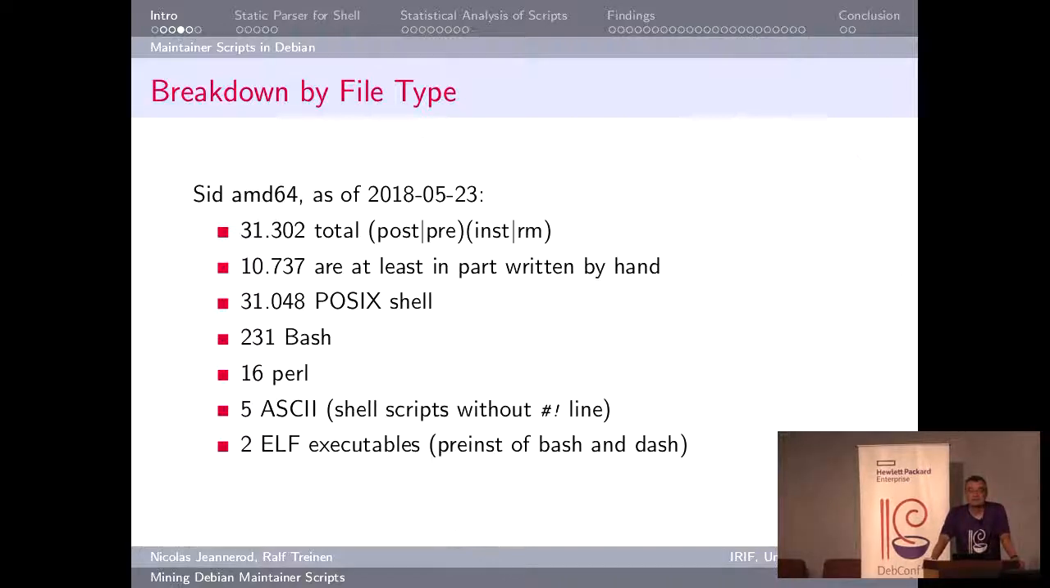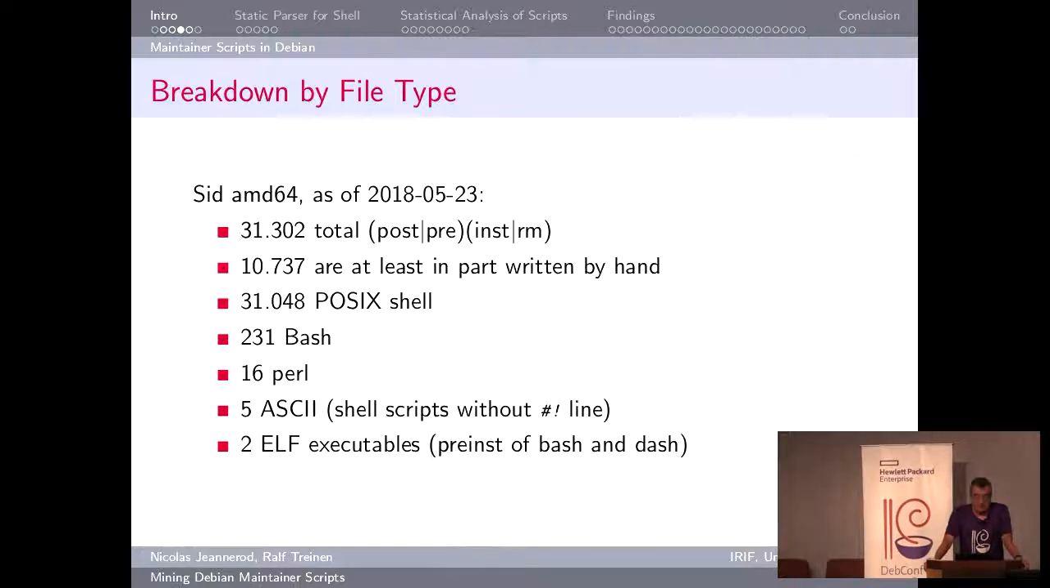And this is something we should worry about, because these maintainer scripts are executed as root when you install a package on any machine. So we should be defensive in writing these scripts, and we should be sure that they are correct. A breakdown by language, so almost all of them are POSIX shell, with a few exceptions.